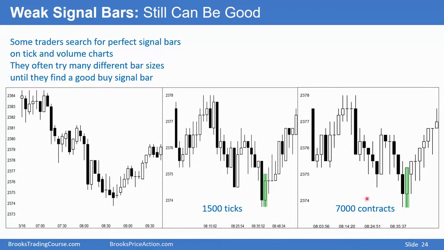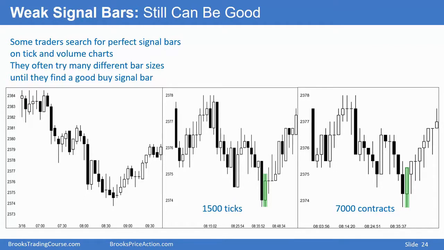Why 7,000? Well, I had to experiment. 5,000 didn't work, 2,500 didn't work. If you keep looking, you're going to find some tick chart or some volume chart that has a very good looking buy signal bar whenever you're trying to buy. I had friends years ago who used to use tick charts with Fibonacci numbers. I forgot what the numbers were, but like 367 or 512. They believed that those bars were somehow better than any other bar, and that's nonsense.